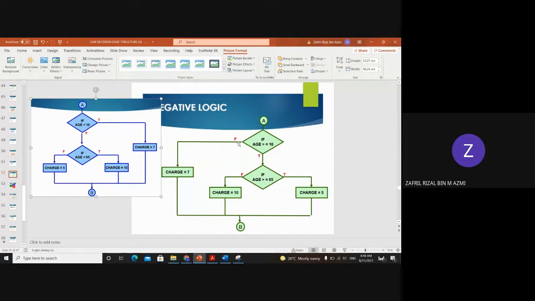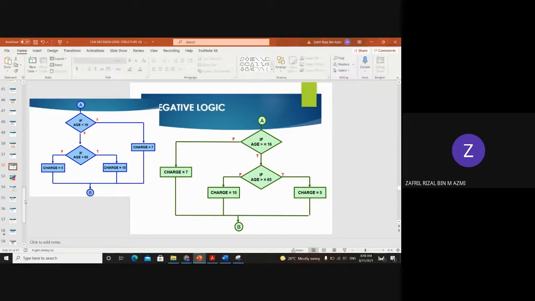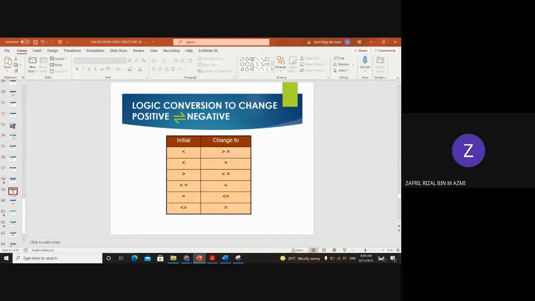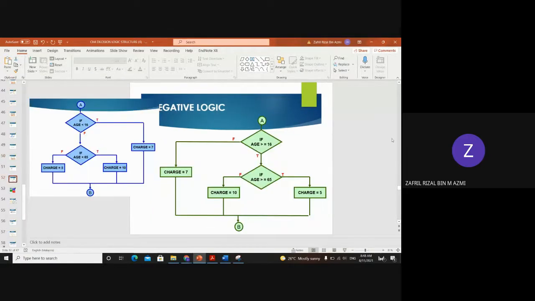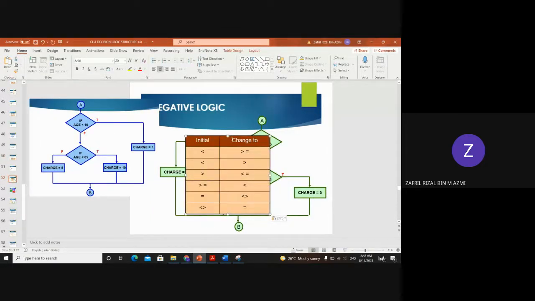Right? Because it's supposed to be true. Less than 16 is supposed to be true. So you need to change this. So how to change this? There's a formula for this. The formula on how to convert positive to negative is using this table over here. Let me copy this table. Positive to negative logic conversion. Put it over here.